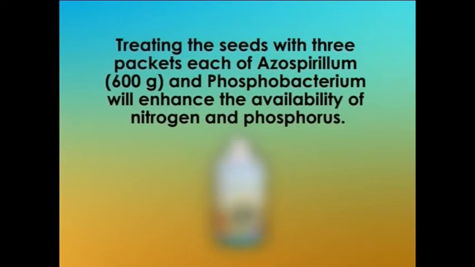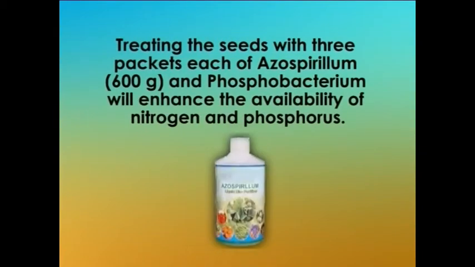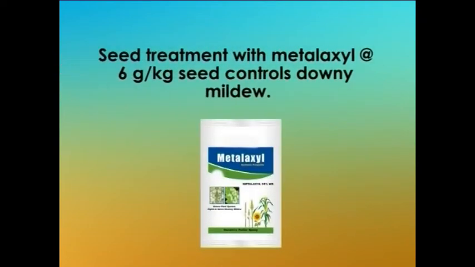Next is treating the seeds with 3 packets each of Azospirillum, that is 600 gram, and Phosphobacterium, which will enhance the availability of nitrogen and phosphorus. Next is seed treatment with metalaxyl at the rate of 6 gram per kg of seed, which controls downy mildew disease.